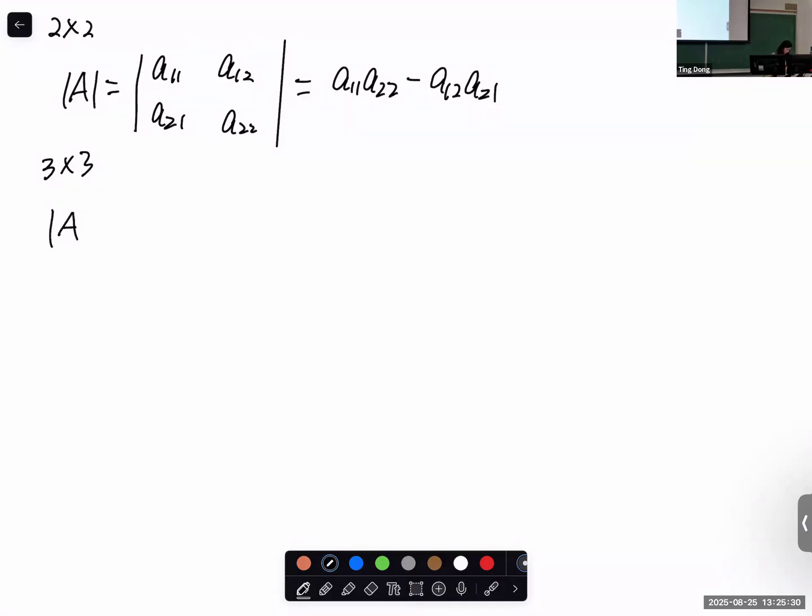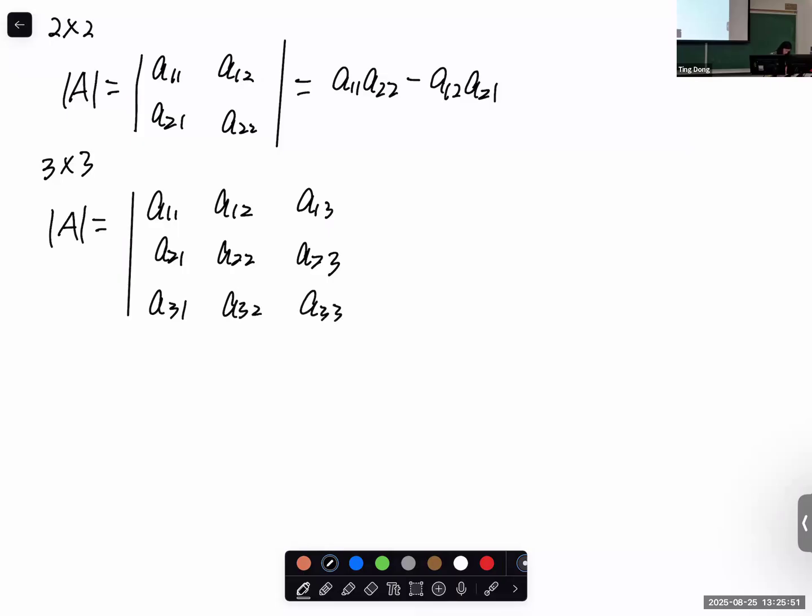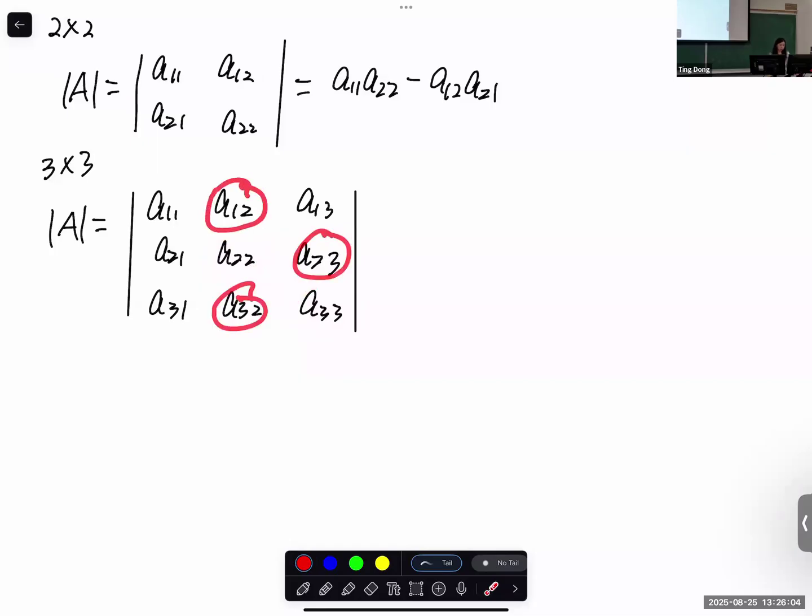3 by 3. Let's assume we have 1, 1, 1, 2, 1, 3, 2, 1, 2, 2, 3. Again, the result becomes this one times 2, 2, 3, 3 minus 2, 3, 3, 2. And the same thing, add the negative sign for this term, and we repeat it for the 3 terms.